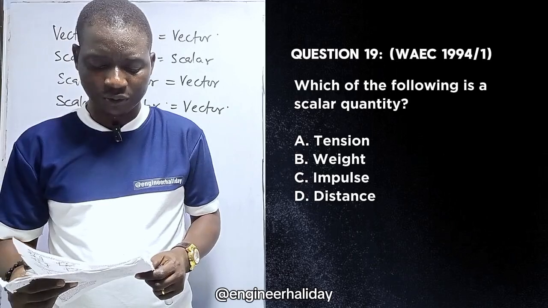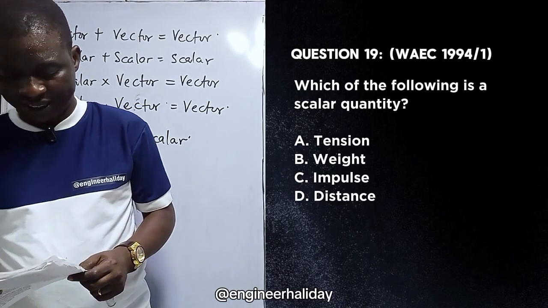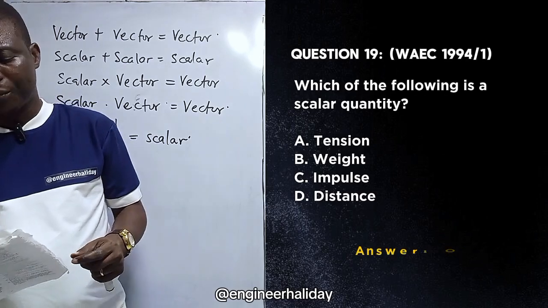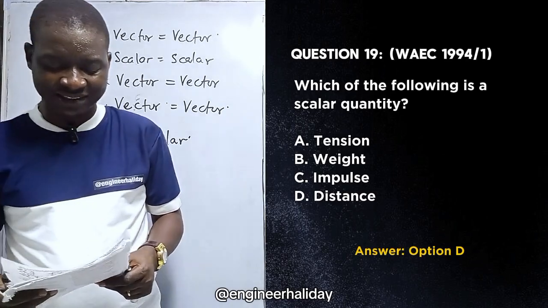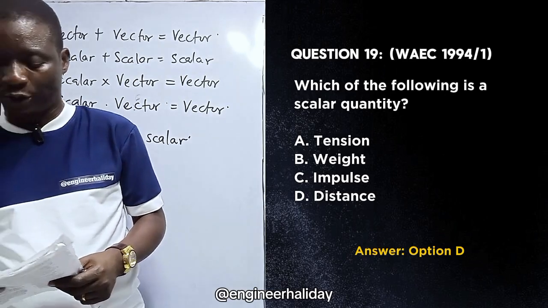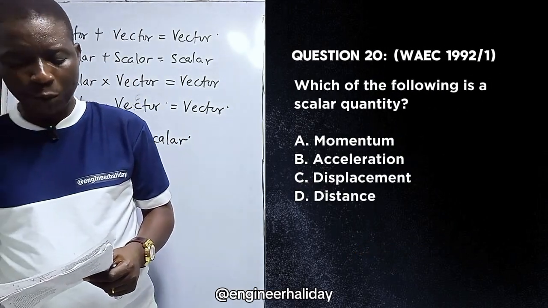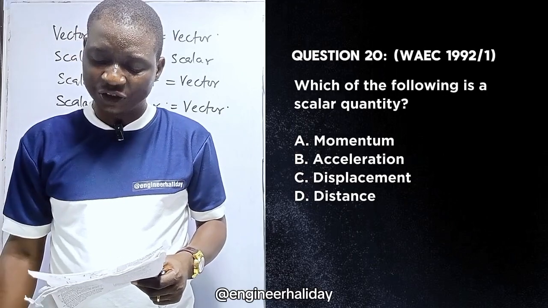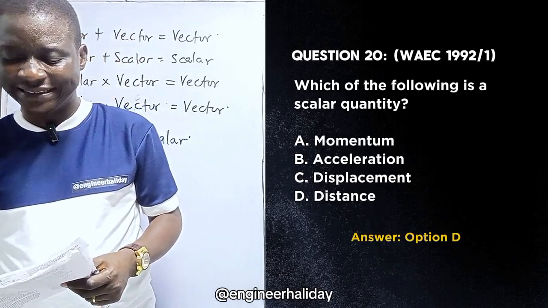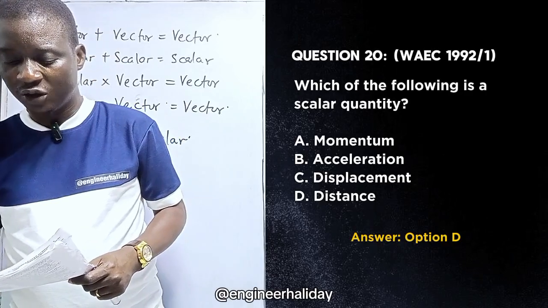Number 19, which of the following is a scalar quantity? Tension is a vector. B, weight, is a vector. C, impulse is a vector. D, distance is a scalar. So D is the answer. That is 1994, number 1, WAEC question. Number 20, which of the following is a scalar quantity? A, momentum. B, acceleration. C, displacement. And D, distance. Distance is the only scalar quantity there.